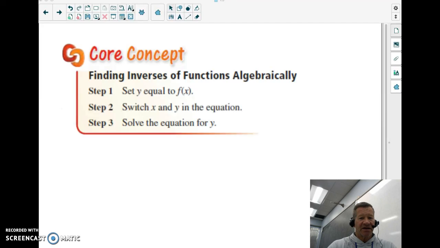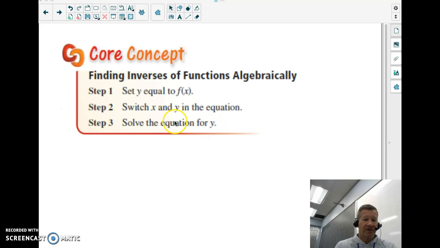For our last example of section 1.3, example 3, we are going to learn now to find inverses algebraically. So it's a three-step process. In step 1, set y equal to f of x. Second, we're going to switch x and y because remember, to find inverses of functions, we switch the input and the output. And then we finish by solving the equation for y.